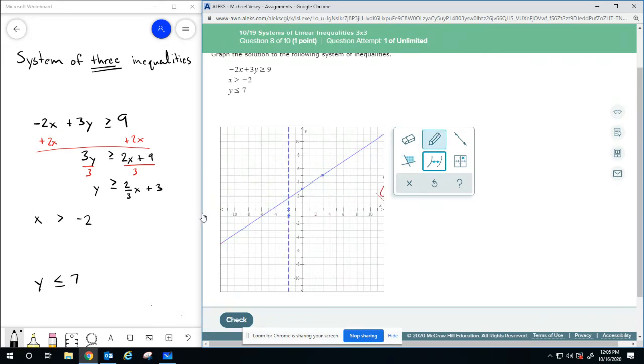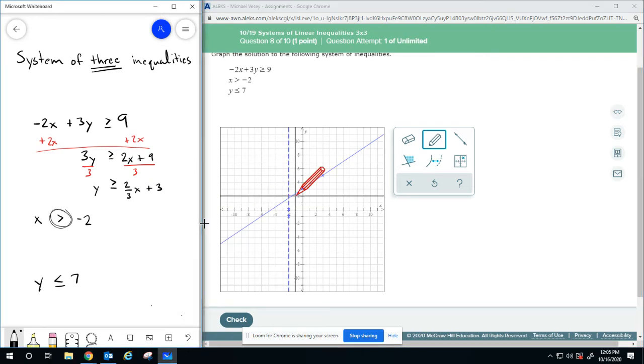Now we need to decide where to shade. Would we shade to the left of this line or to the right? Well, we want the x values that are greater than -2. If we look at the x-axis, the right side of the line deals with the positive x's. The x's are getting bigger, greater, and on the left side of the line, they're getting more negative. So we're definitely going to be shading on the right side of the dashed line. That helps us understand that we're probably going to shade somewhere in this region, because we have to be above the first line and to the right of the dashed line. So we're not shading over here.